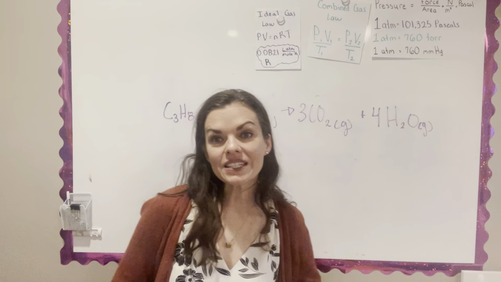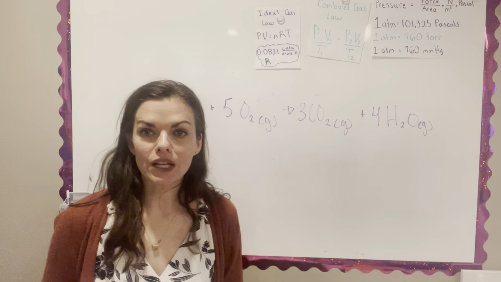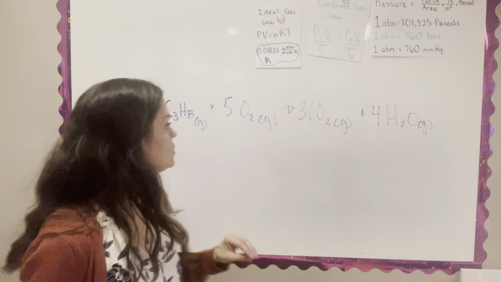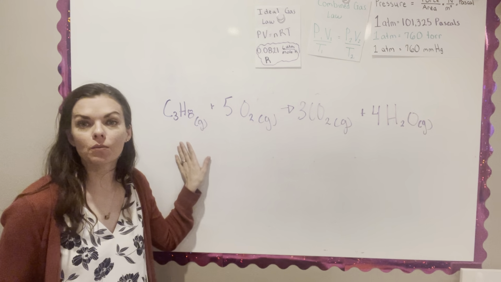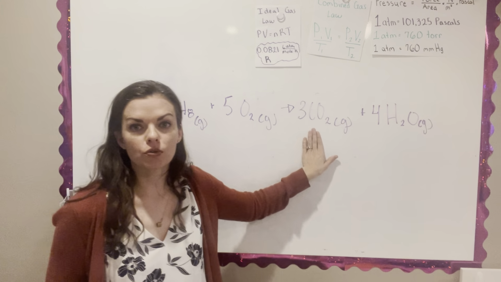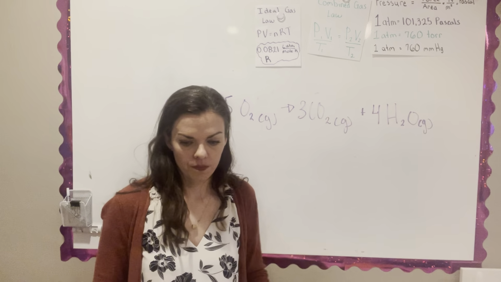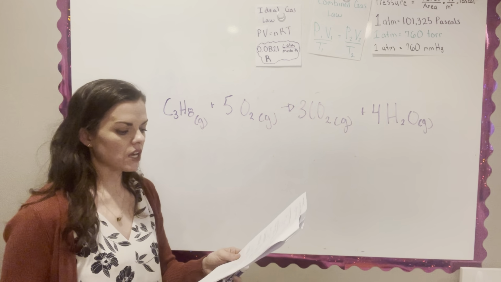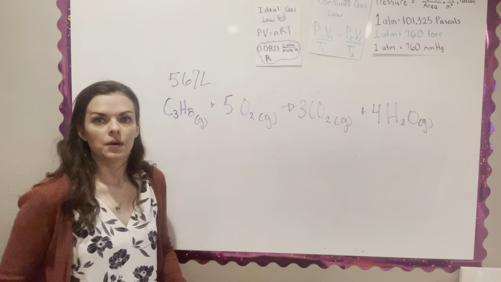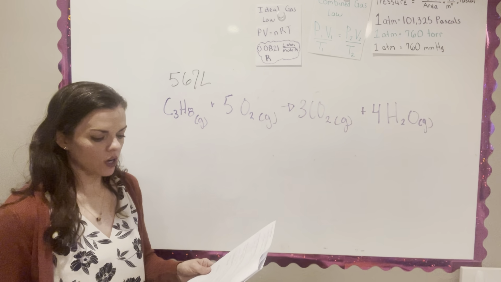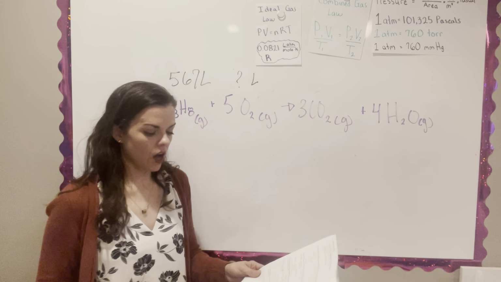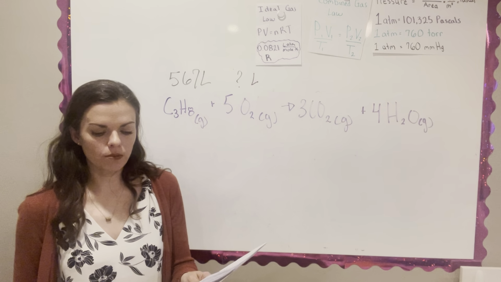So for number 19, we're going to switch from the ideal gas law and use Avogadro's law. Number 19 gives us an equation of burning propane. If you remember, a combustion reaction is when you take a hydrocarbon and burn it with oxygen, and you produce carbon dioxide and water. It tells us in this equation that you take 567 liters of propane, and when I'm burning it, my question asks how many liters of oxygen, or how many liters of carbon dioxide, are made.